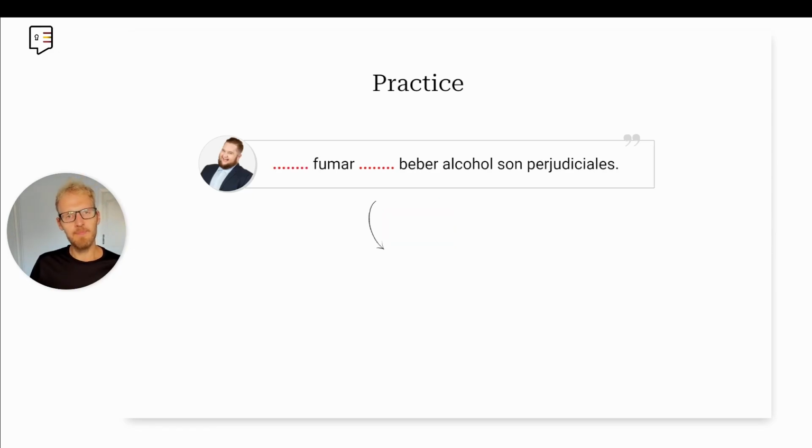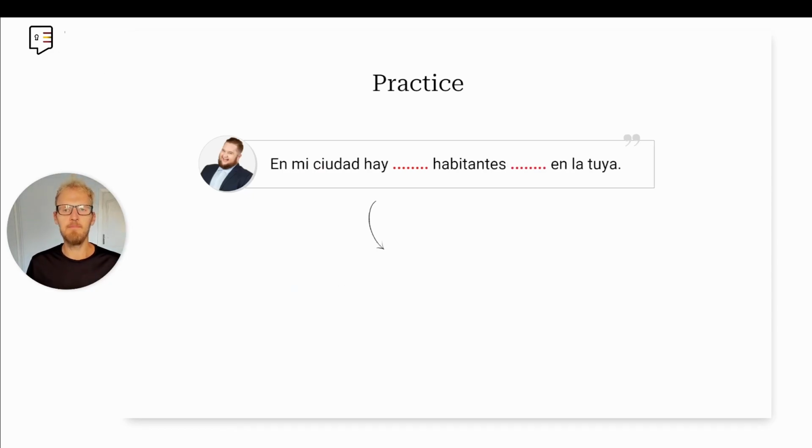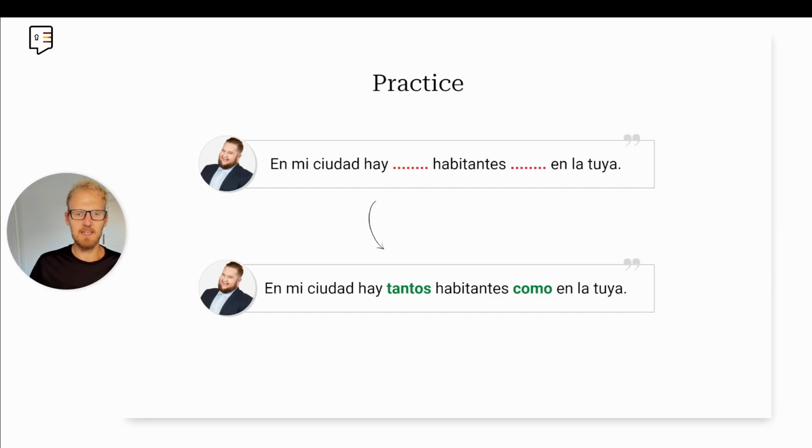One more. Fumar, beber alcohol son perjudiciales. Okay, pause if you need to. I'm going to give you the translation for this one before because it can be tricky. We're trying to say both smoking and drinking are harmful. And that would be tanto fumar como beber alcohol son perjudiciales. And the last one. En mi ciudad hay habitantes en la tuya. Complete this one and the answer is en mi ciudad hay tantos habitantes como en la tuya.